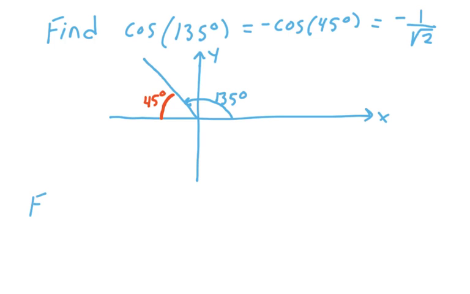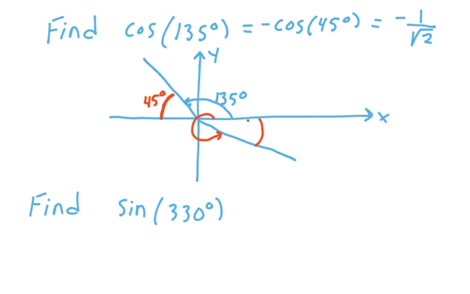And so if I defined sine of, well, I'll do 330 degrees. That's over here. And the reference angle, if I go all the way around, that's 330. The reference angle is 30 degrees because that's what I needed to add to 330 to get me all the way around the circle. And so sine is negative in quadrant 4. So this is negative sine of 30 degrees. And I know what sine of 30 degrees is. That's a half. And so the answer here will be negative a half.